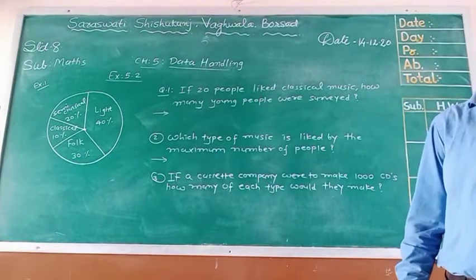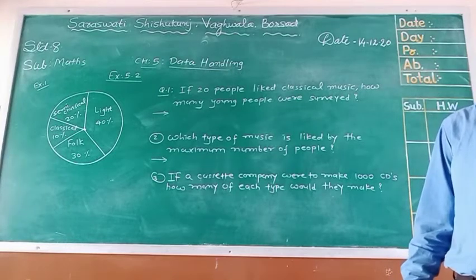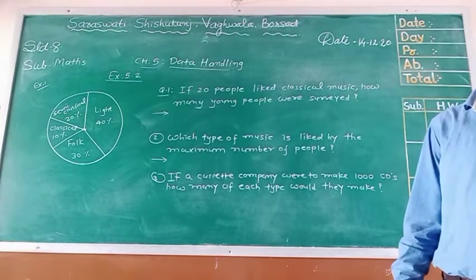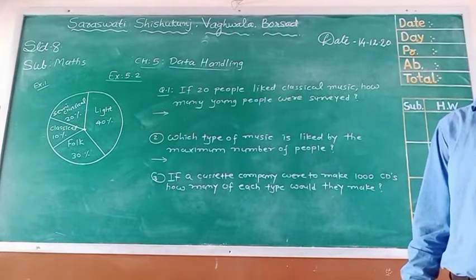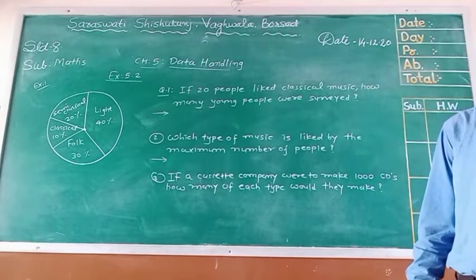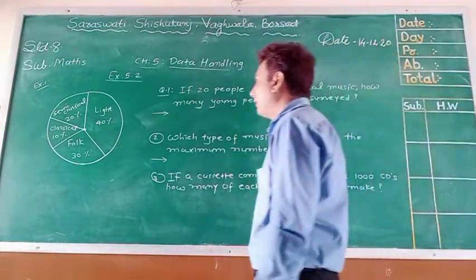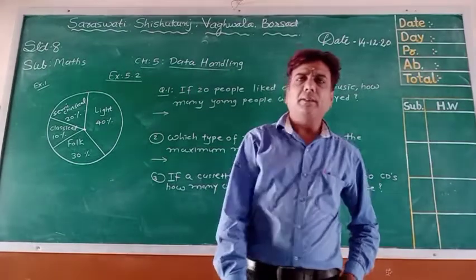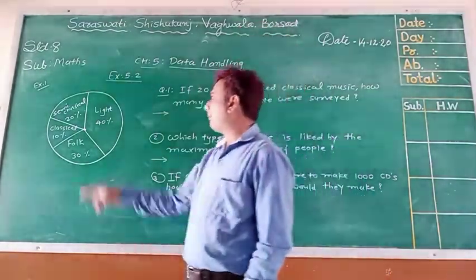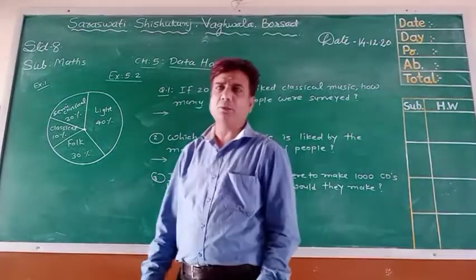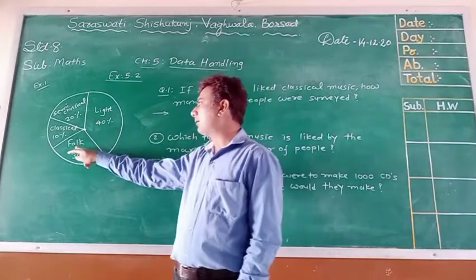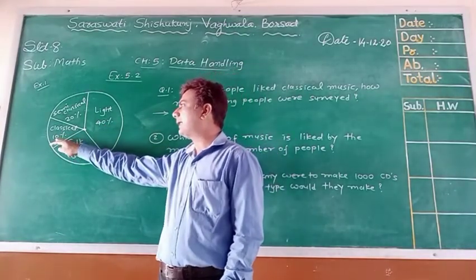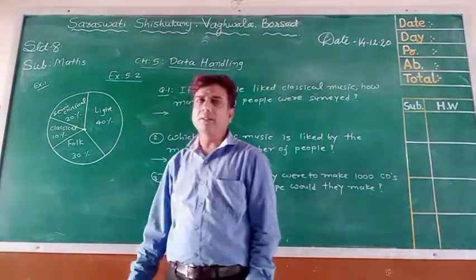A survey was made to find the type of music that a certain group of young people like in a city. The adjoining pie chart shows the findings of this survey. From this pie chart, answer the following. In that survey, the people who like light music are 40%, folk music 30%, classical music 10%, and semi-classical 20%.